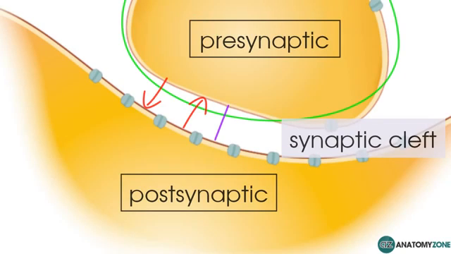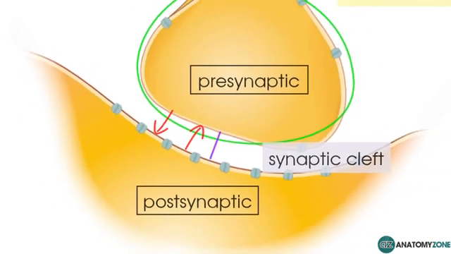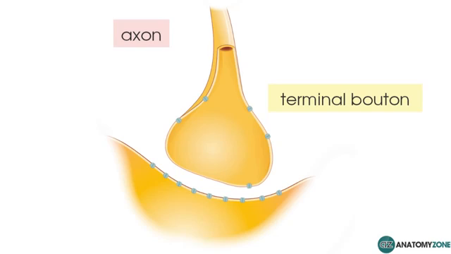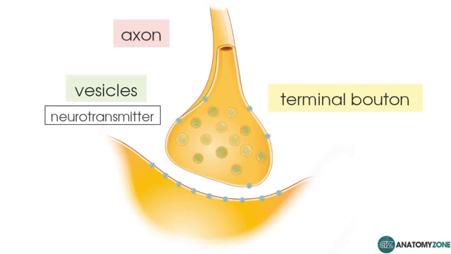So let's take a look at what happens at this junction. Within this synaptic bouton, you've also got these vesicles, which are membrane-bound structures which contain the neurotransmitter, so the chemical which will bind to the postsynaptic receptors. So how does the chemical within these vesicles actually get into the synaptic cleft? Well, this is all to do with the electrical impulse that is transmitted down the axon.